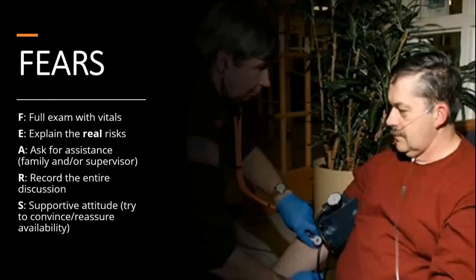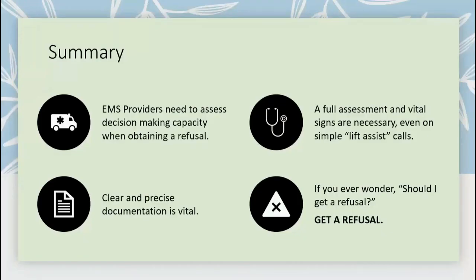Write a clear, precise narrative. And then be nice about the whole thing. If they're refusing, say you understand, be kind and supportive. Don't get mad about it. Don't be a jerk. So to sum up this piece, EMS providers need to assess decision-making capacity when obtaining a refusal. Conscious, alert, and oriented x3 or x4 just doesn't cut it. They have to have decision-making capacity. You have to do a full assessment and vital signs, even on simple calls like a lift assist. Clear and precise documentation can save you and reduce liability for you and for the EMS agency.